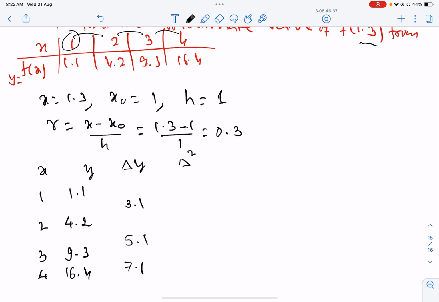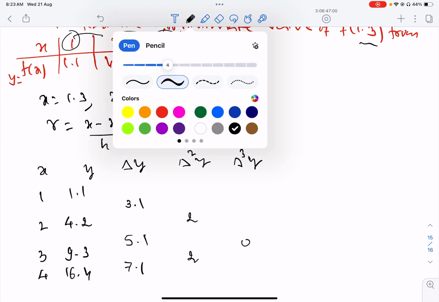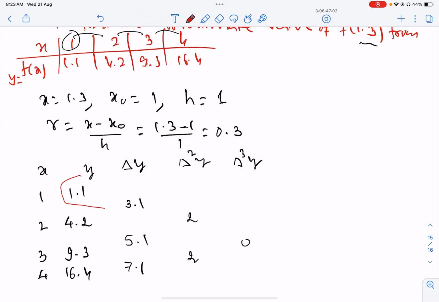Then next, the second difference. So that is 5.1 minus 3.1, that is 2. Then 7.1 minus 5.1, that is also 2. And the third difference is 2 minus 2, and so it is 0. So we need to use these values in the formula.